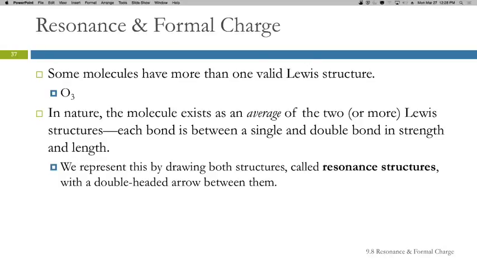Resonance and formal charge. Some molecules have more than one valid Lewis structure. Does anybody know what the name of O3 is? It's ozone. So if we look at a Lewis structure for ozone, we have 3 oxygen atoms. And yes, oxygen would prefer to be terminal, but somebody's got to be in the middle here.